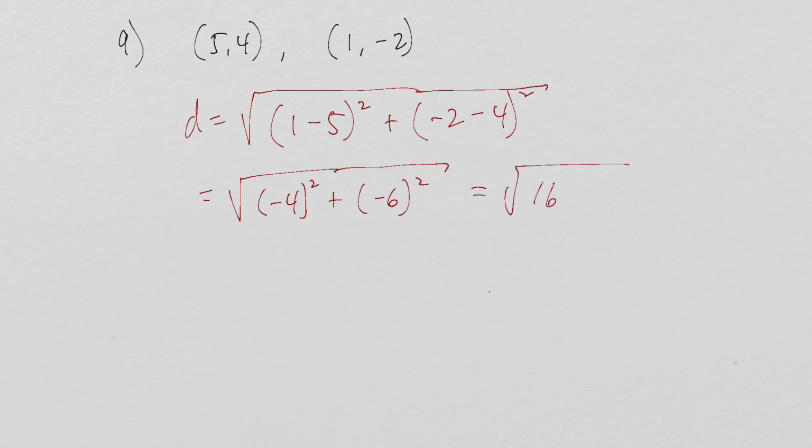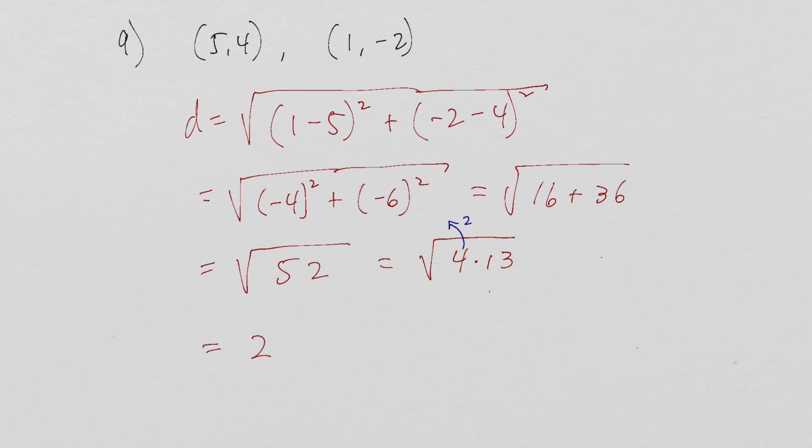4 squared is 16, 6 squared is 36. This is the square root of 52. Now 52 is not a perfect square, but it does have a perfect square factor, which is 4. So I'll break that down into 4 times 13. And we'll take the 4 out by square rooting it, and it becomes a 2 when we take it out. So we're left with 2 root 13.